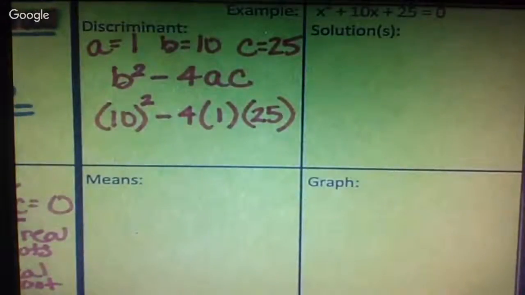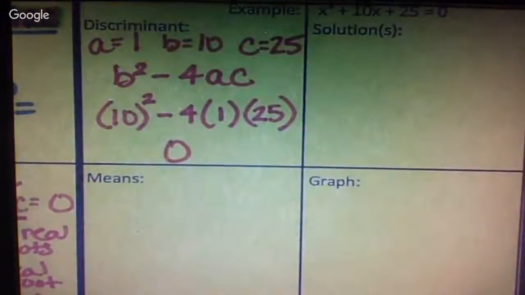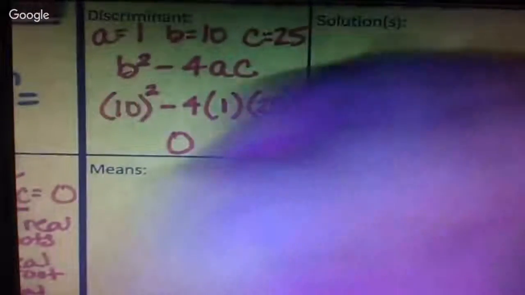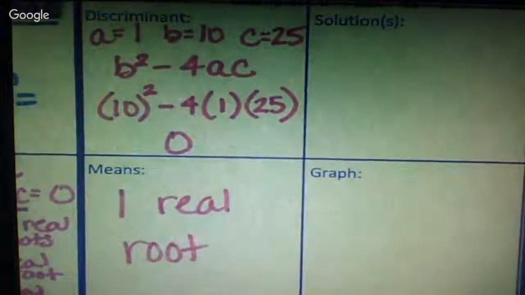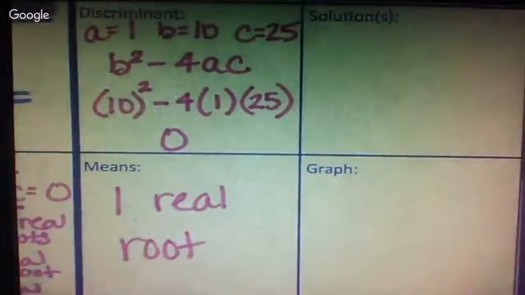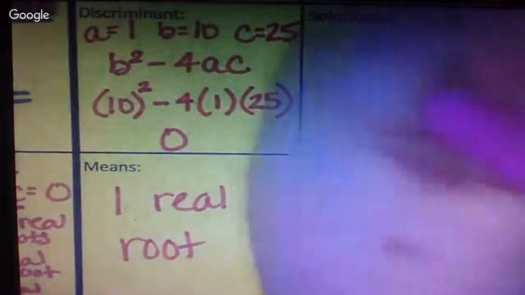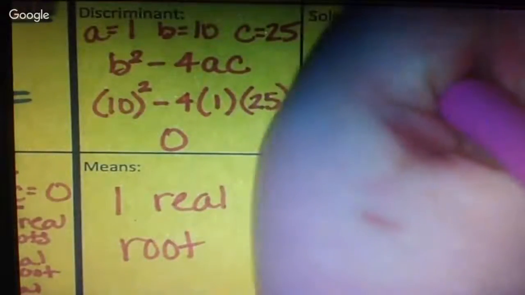I need you to get me a value of what this means, so I can determine how many times my graph crosses the x. Do you know the thing? Got what? 0. So I got an answer of 0, which means I have 1 real root, which means it crosses the x-axis once.